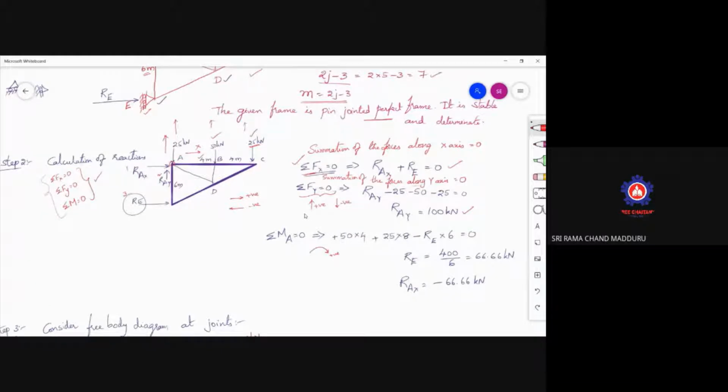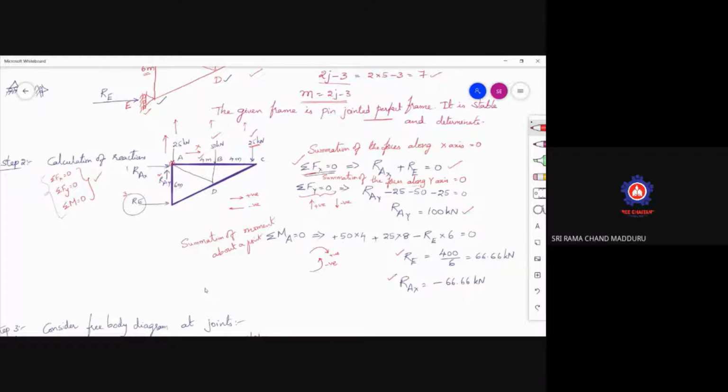Whereas coming to moment, the summation of moments is about a point. Here it is not along the z direction or anything like that. It is about a point. Here at A you are considering the moments, about a point in the z direction. So 50 into 4. Clockwise will be considered positive, anti-clockwise will be considered negative. So you got the values of RE as well as RAX.